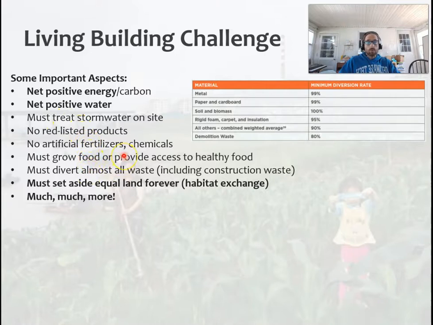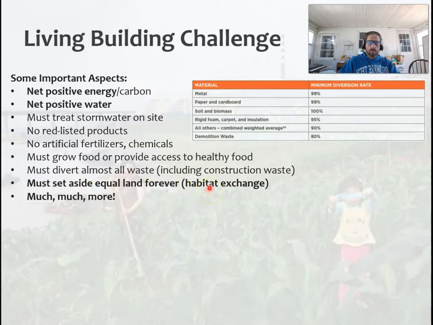Okay, they have to treat stormwater on site. They can't dump stormwater into the local sewer system. No red listed products is really important. There's this whole list of toxic materials that you're not allowed to use that are really commonly used in buildings. There are all these other things like waste management. I thought this was really interesting and important.